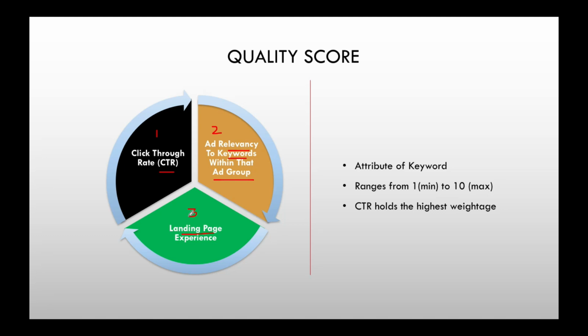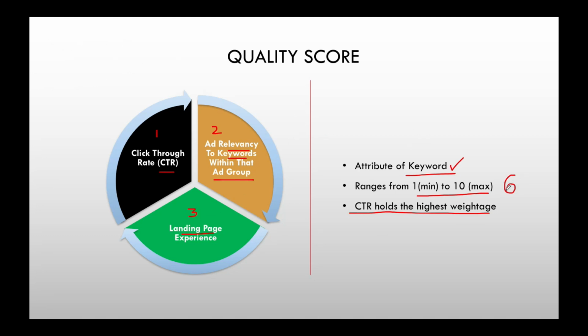Out of these three factors, CTR or the click-through rate holds the highest weightage. Now, quality score is an attribute of a keyword, not a campaign, not an ad group, but an attribute of a keyword. And quality score ranges from 1 to 10, with 1 being the lowest and 10 being the highest. And the default quality score is 6.